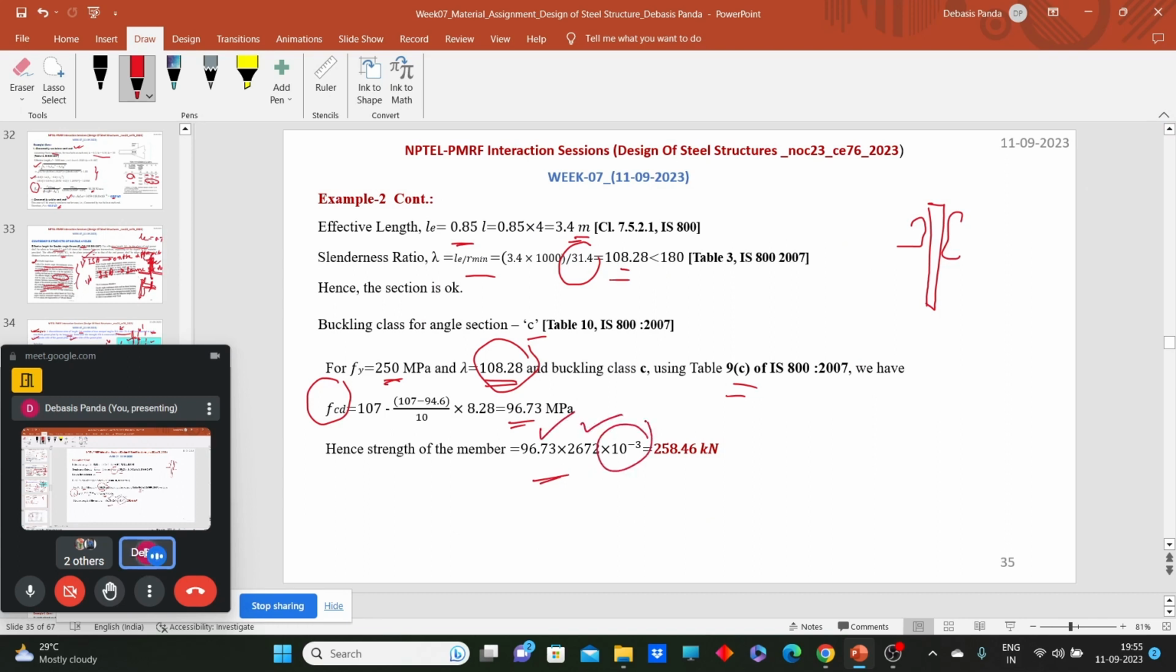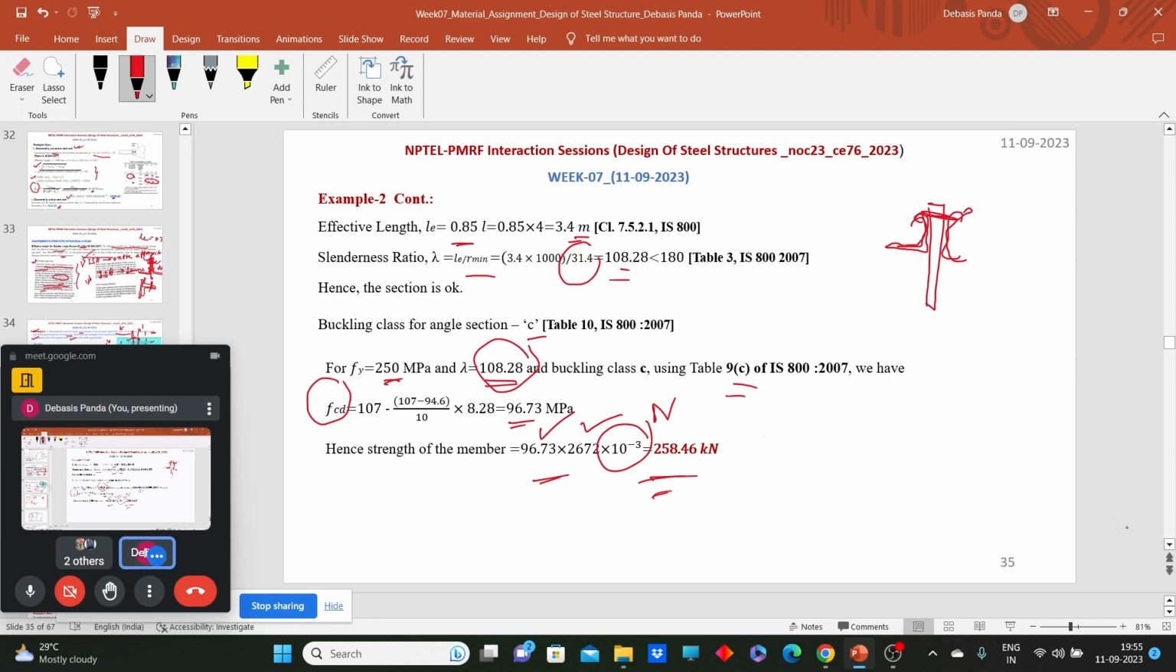So here 10 to the power minus 3 to convert Newton to kilonewton. So that comes as 258.6 kilonewton. That means when the two angle sections are placed opposite to the gusset and we made a double angle strut, then this member can carry a compressive force of 258.46 kilonewton.